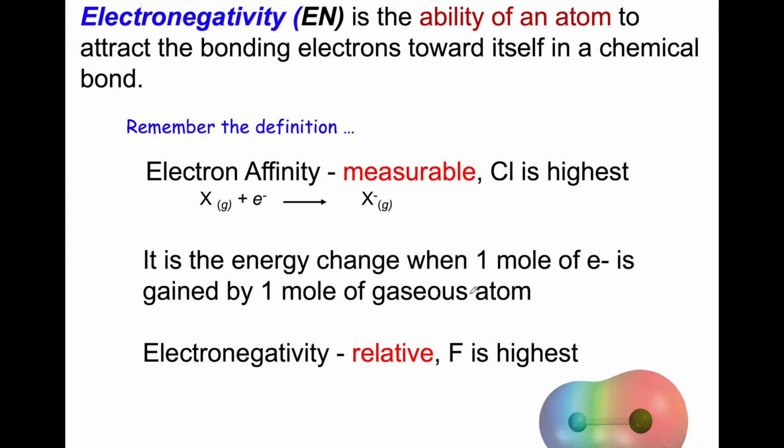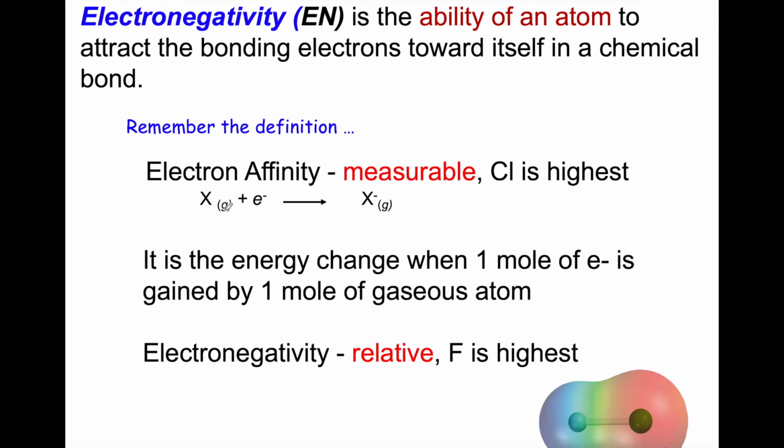So what is electronegativity or EN? EN is actually the ability of an atom to attract the bonding electrons toward itself in a chemical bond. What we have learned previously is electron affinity. This electron affinity is measurable, where for example chlorine has the highest electron affinity. Here we have X, or Cl, chlorine.